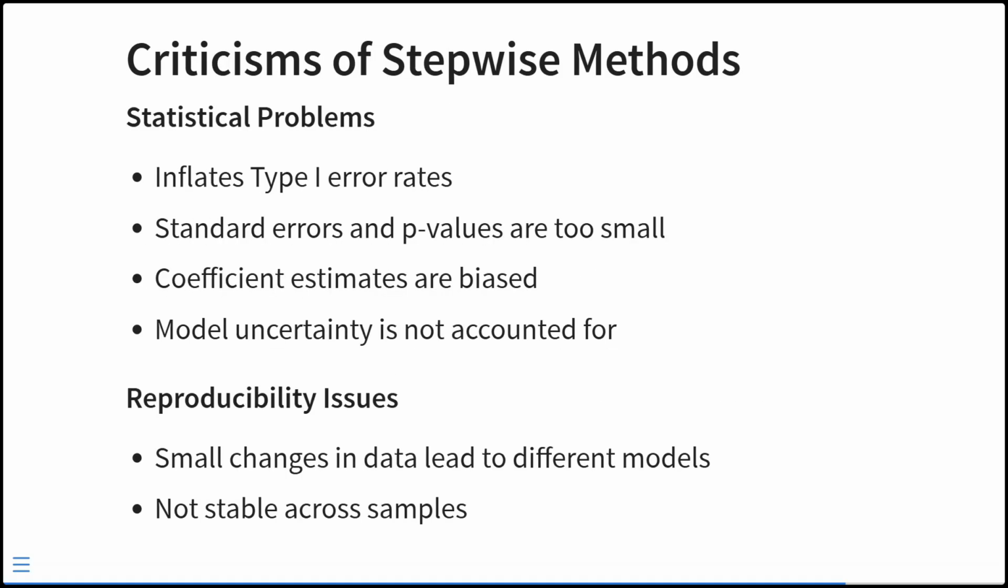The criticism of the stepwise method, the statistical problems: it inflates the type 1 error, which is the probability of rejecting the null hypothesis when it is actually true. Standard errors and p-values are usually too small, the coefficients can be biased, and model uncertainty is not accounted for. There are also reproducibility issues. Small changes in data can lead to different models, and it is not stable across various samples, because it is a complex method where you are adding and removing. These are some of the criticisms of the stepwise method.